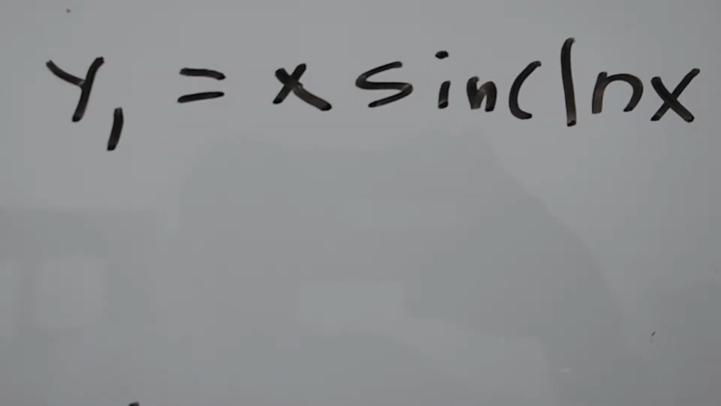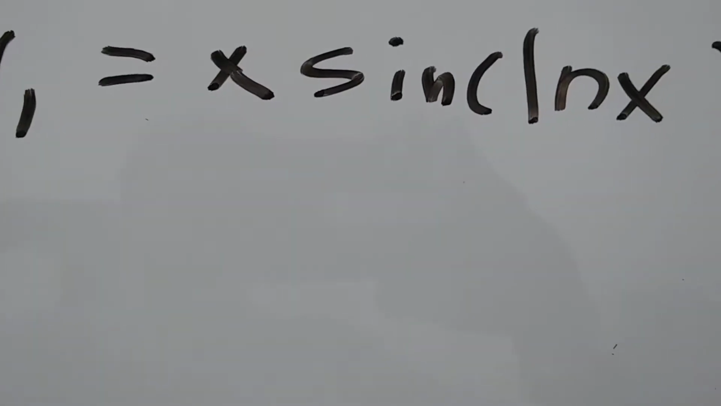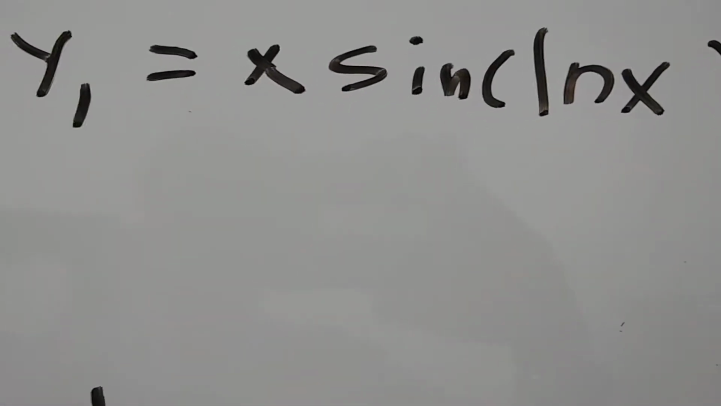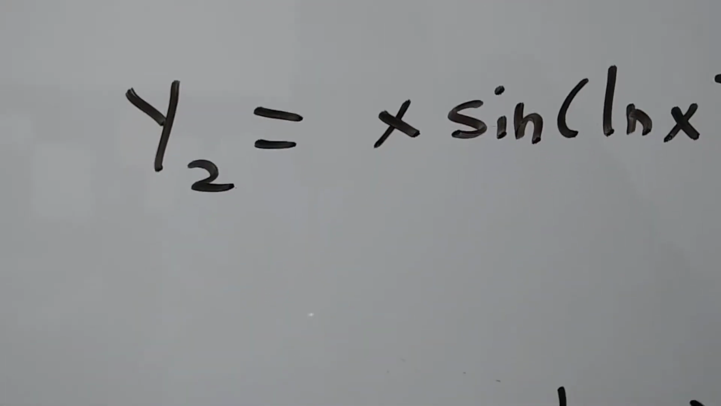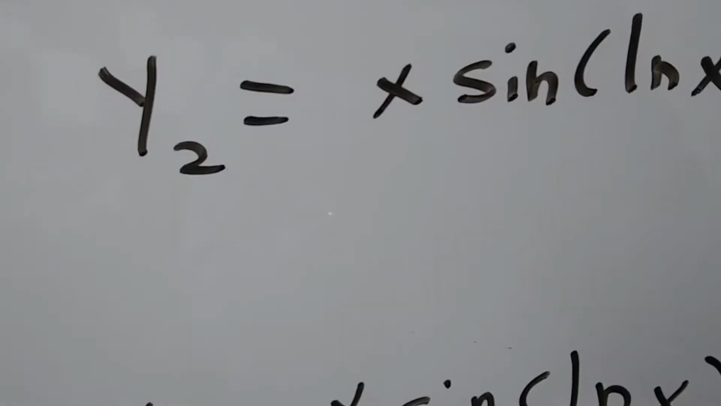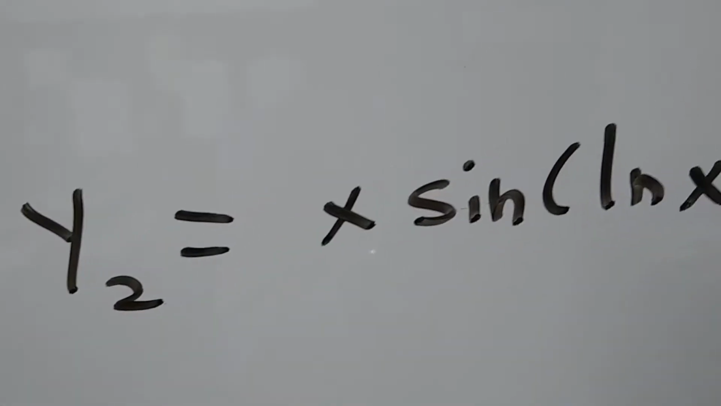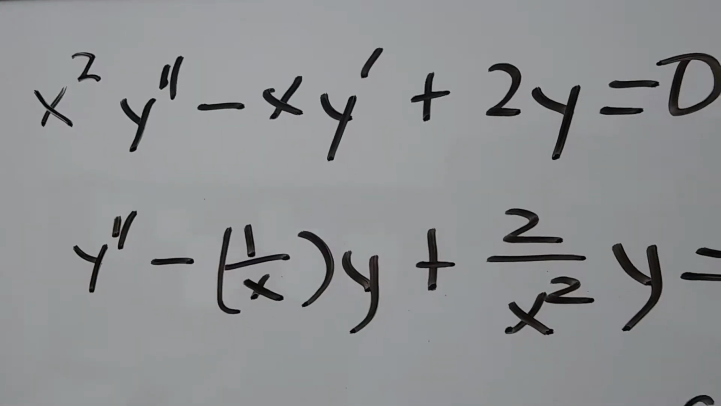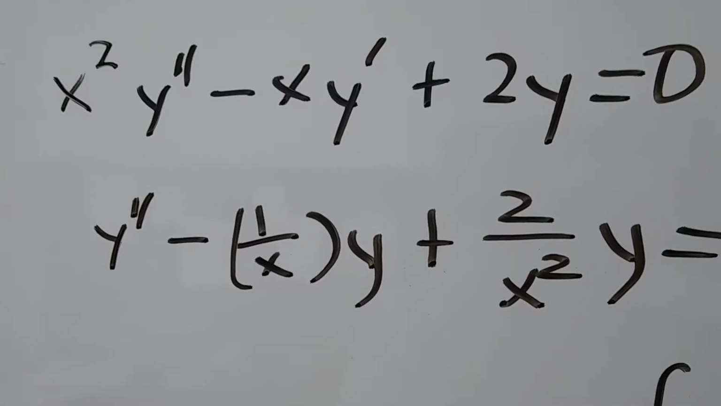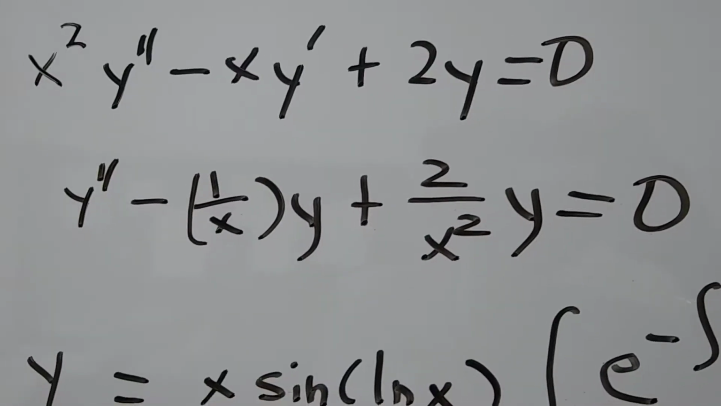And we're given one solution, namely that y sub 1 is equal to x sine natural log of x. So it turns out then that y double prime minus 1 over x y prime plus 2 over x squared y equal to 0 is the reformulation of the problem. All I did was divide each term by x squared.